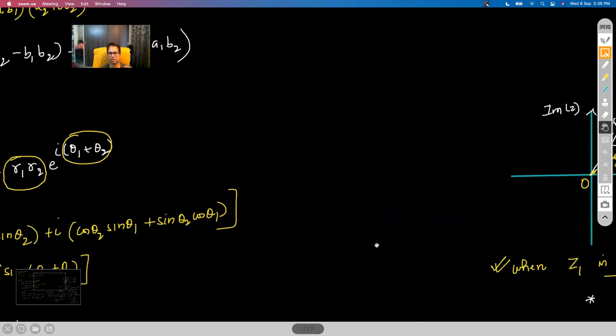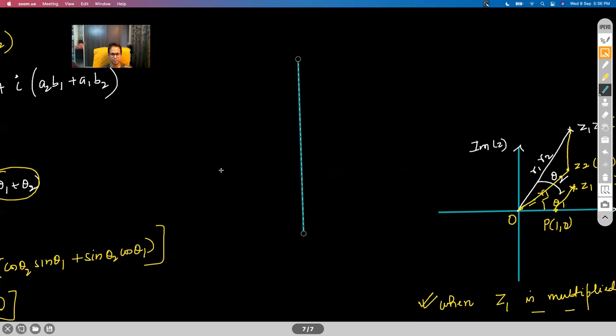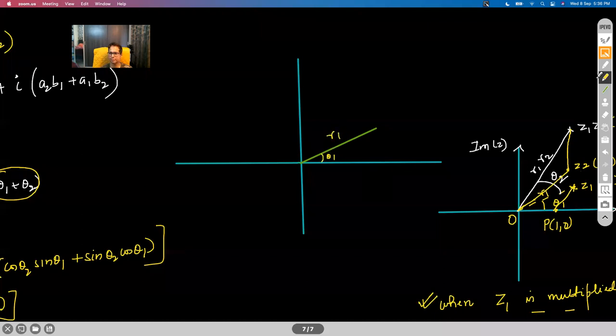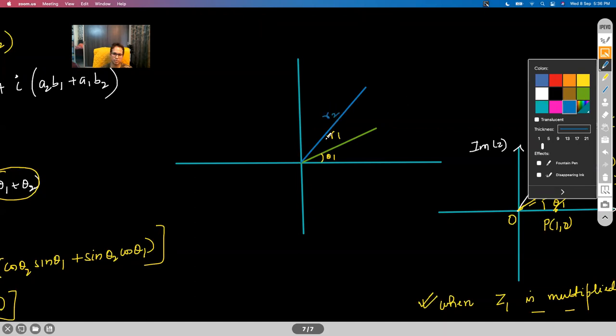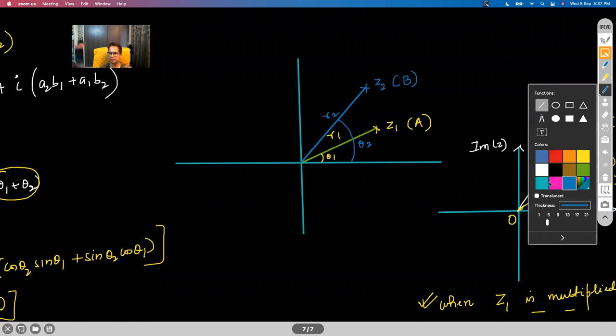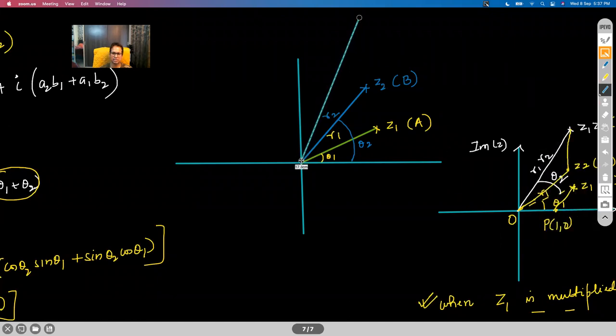Okay, let me make the diagram here. This is your i. This is your R1. This is your theta 1. This is your R2. And this is your theta 2. So basically, I've shown you the location of Z1. Let's call it A. Z2, let's call it B. And I had also drawn for you, let me use a gray line. This length is R1 R2. And this whole angle is theta 1 plus theta 2.